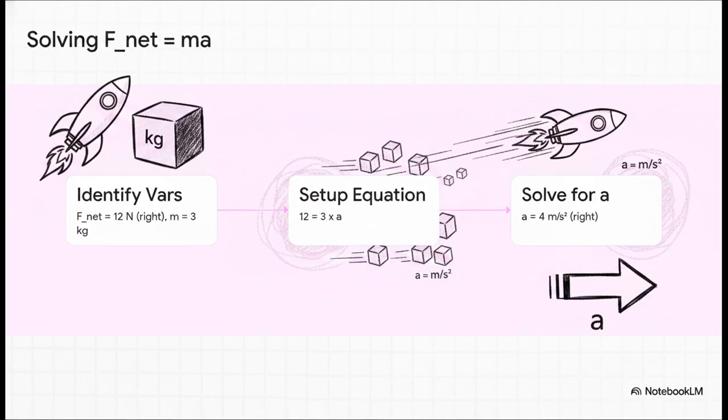Step 2, we set up our equation by just plugging those numbers right in. So 12 equals 3 times a. Finally, step 3, we solve for our acceleration a by dividing both sides by 3. And boom, that gives us an acceleration of 4 meters per second squared. And since acceleration always follows the exact direction of the net force, it gets a right pointing arrow too. Also, pro tip here, always make sure you highlight those standard units: newtons for force, kilograms for mass, and meters per second squared for acceleration.